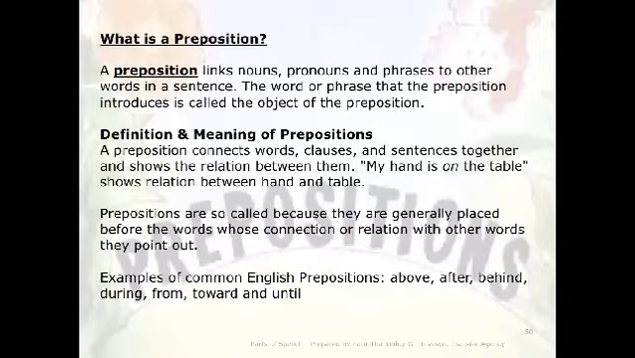What is a preposition? A preposition links nouns, pronouns, and phrases to other words in a sentence. The word or phrase that the preposition introduces is called the object of the preposition. Now, defining preposition: a preposition connects words, clauses, and sentences together and shows the relationship between them. For example, my hand is on the table shows the relation between the hand and the table.